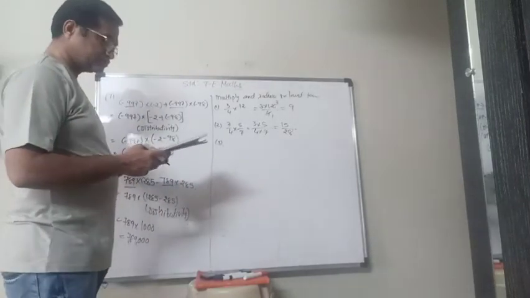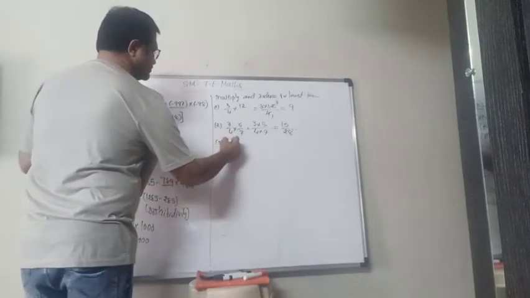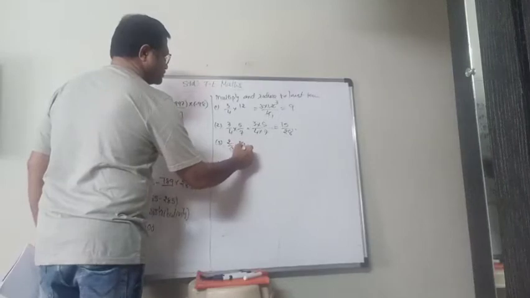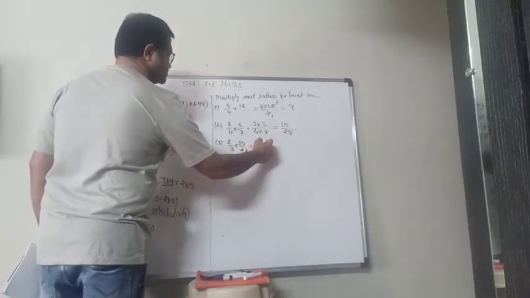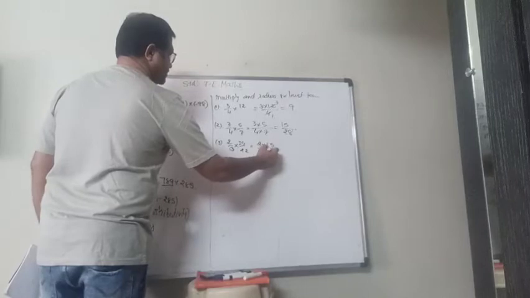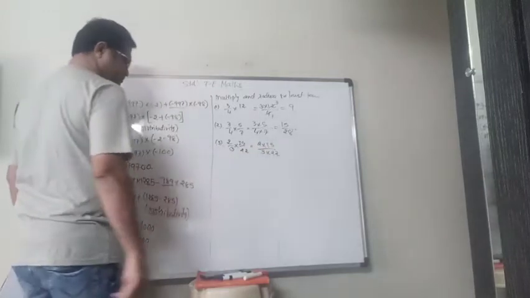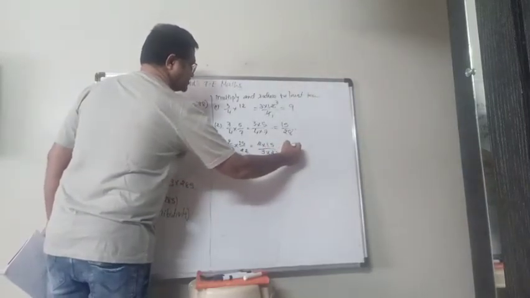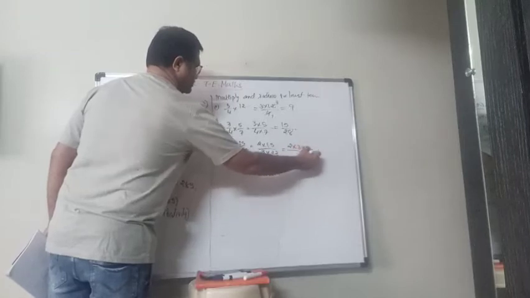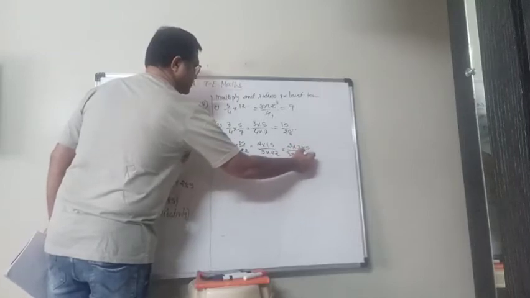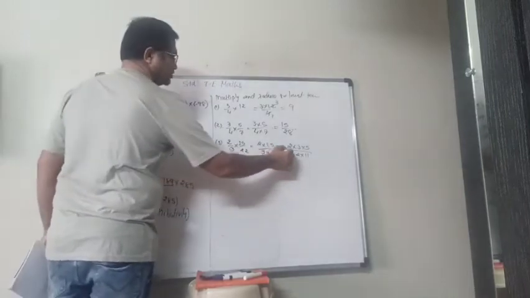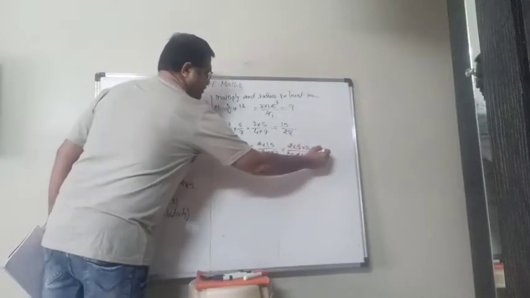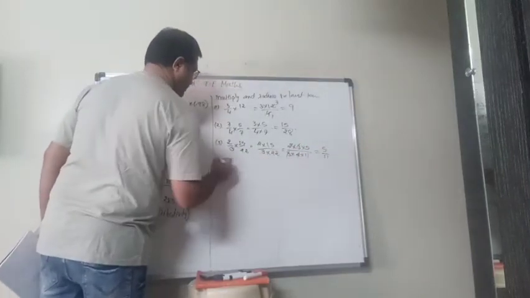Number 3, 2 upon 3 multiplied by 15 upon 22. So as it is 2 multiplied by 15, 3 multiplied by 22. So now cancellations. So 2 multiplied by 3 5s are 15, 2 11s are 22. So 3 and 2 are cancelled. So simplest form is 5 upon 11.